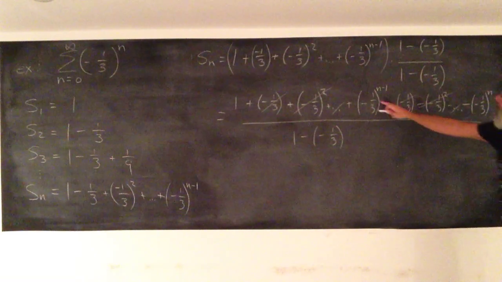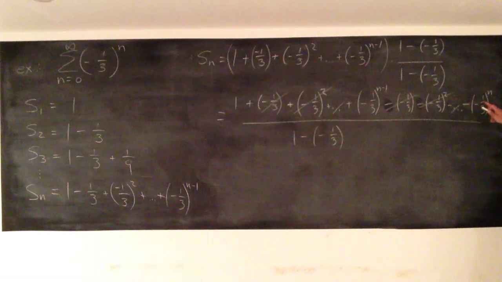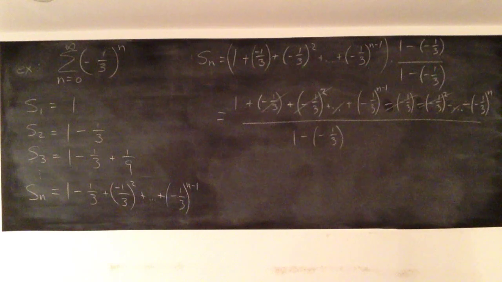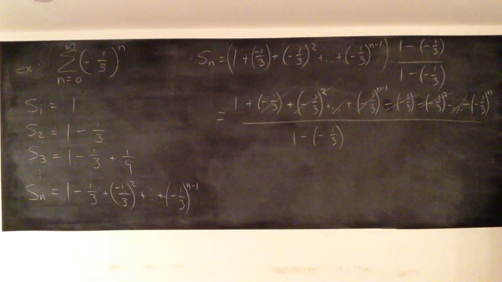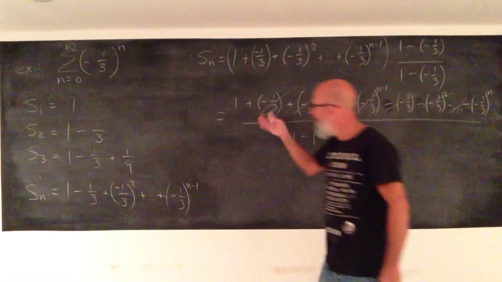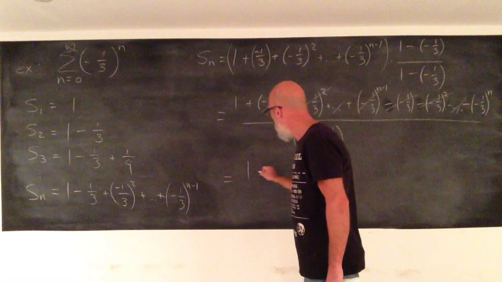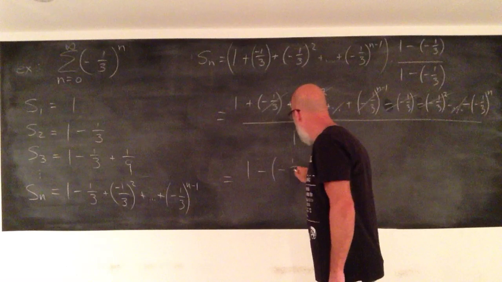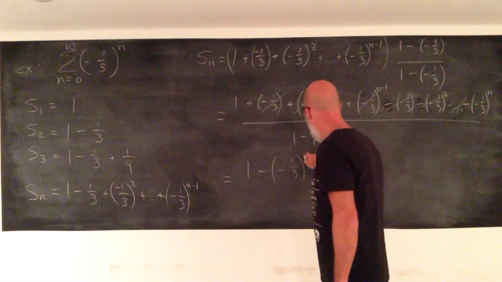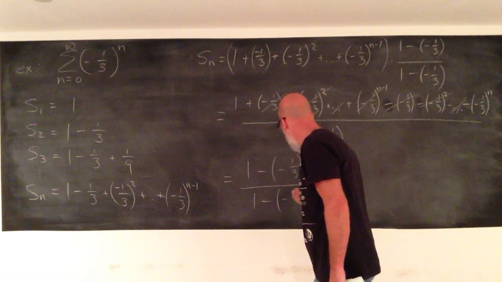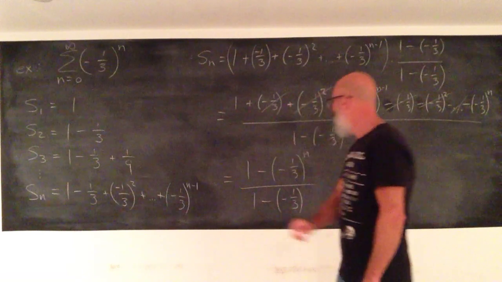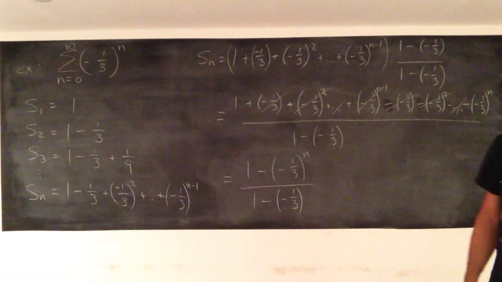including the negative 1/3 to the n minus 1, because the term that comes before negative 1/3 to the n is exactly negative 1/3 to the n minus 1. So that's going to cancel with this last one, leaving you, again, right, you have this telescoping sum idea, 1 minus negative 1/3 to the n over 1 minus negative 1/3.